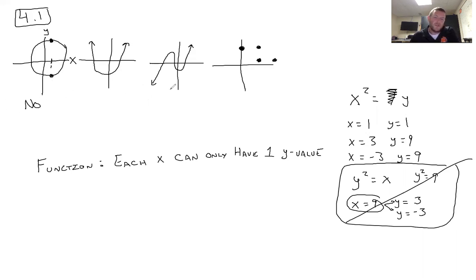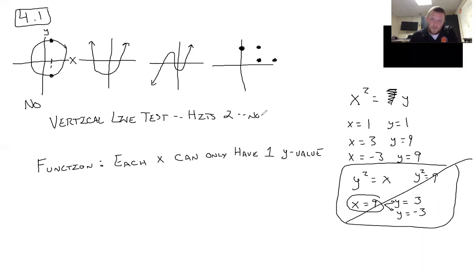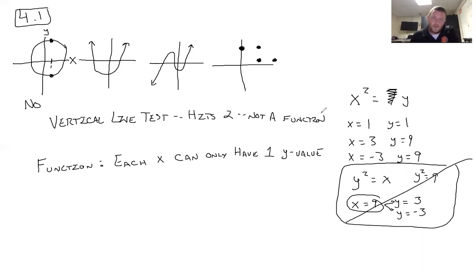Okay, and you're going to be able to tell that based on graphs by the vertical line test. And if it hits twice, not a function. And what do I mean by that? So let's say I drew a vertical line. See how this vertical line would hit the graph here and here. Same thing here. I drew a graph, it hit twice. Okay, so if there's any point where it hits twice, the answer is no.